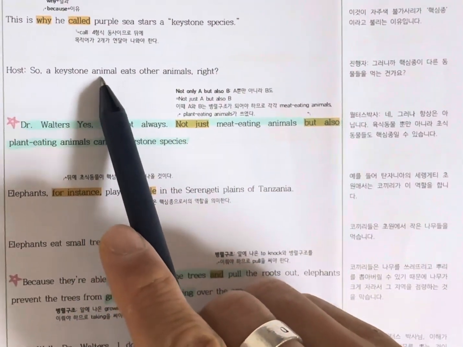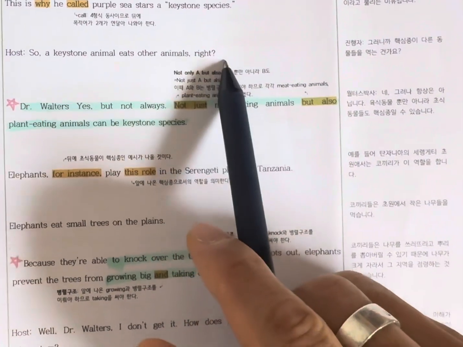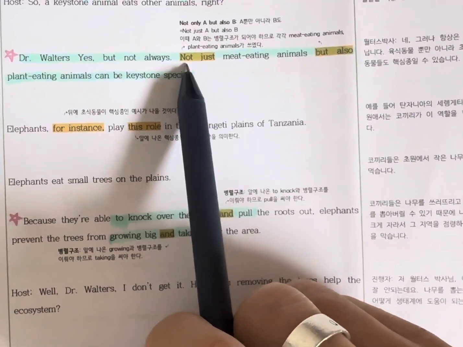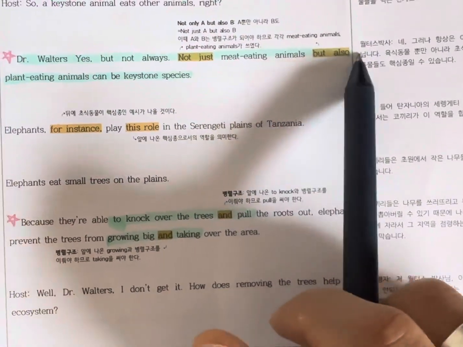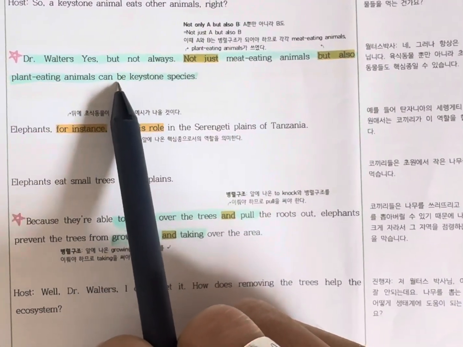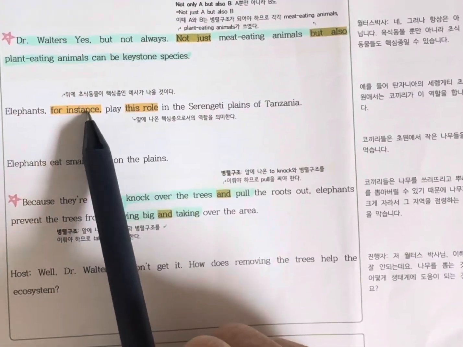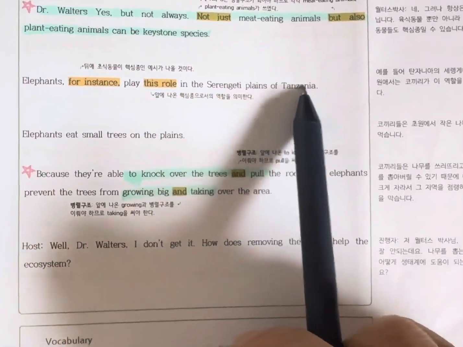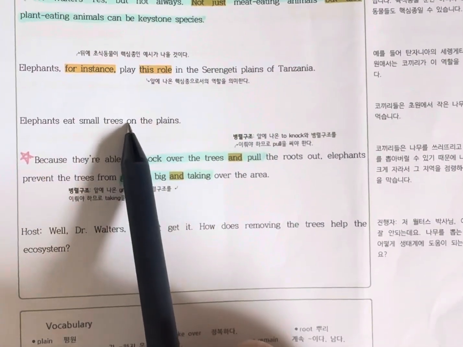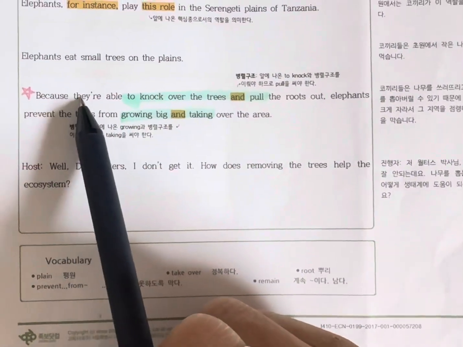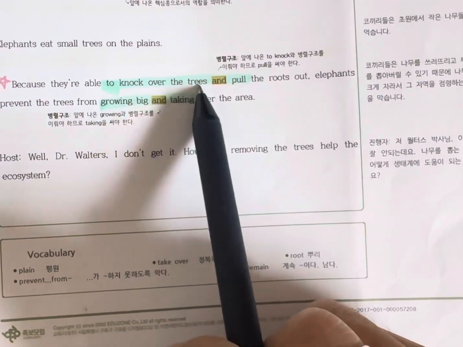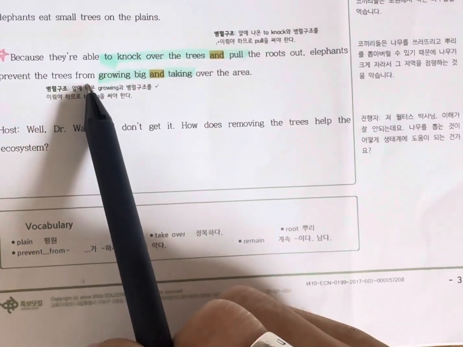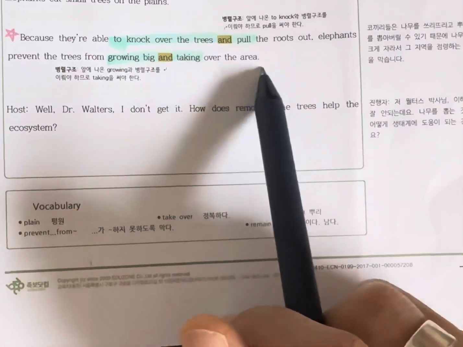So, a keystone animal eats other animals, right? Yes, but not always. Not just meat-eating animals, but also plant-eating animals can be keystone species. Elephants, for instance, play this role in the Serengeti plains of Tanzania. Elephants eat small trees on the plains because they're able to knock over the trees and pull the roots out. Elephants prevent the trees from growing big and taking over the area.